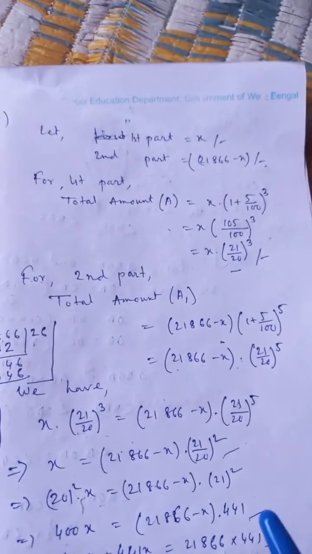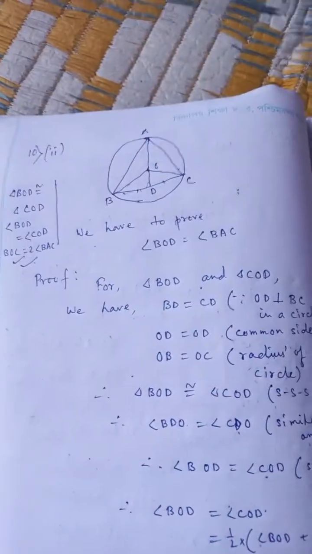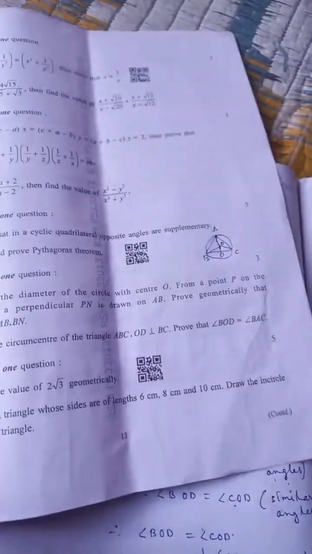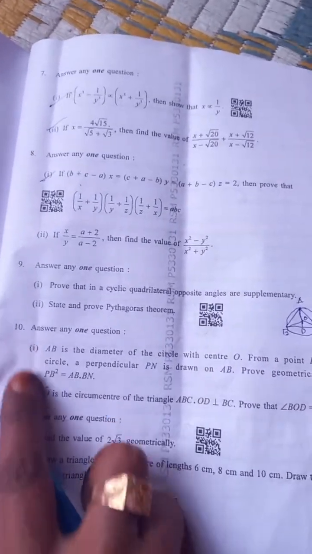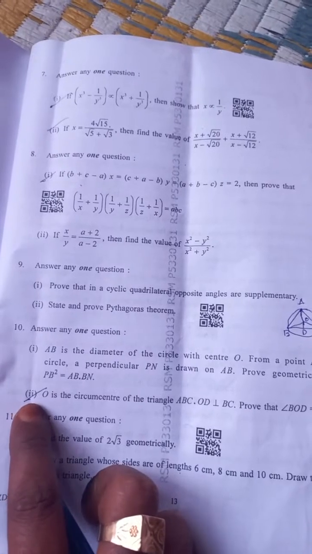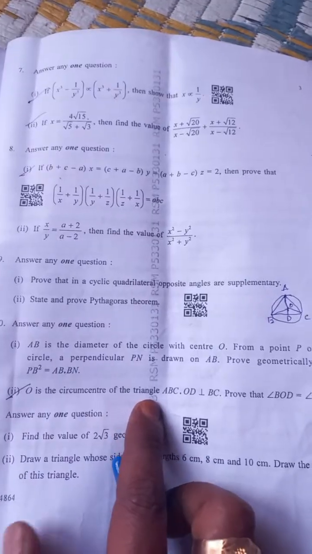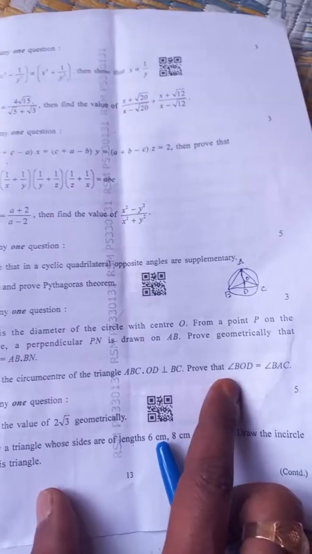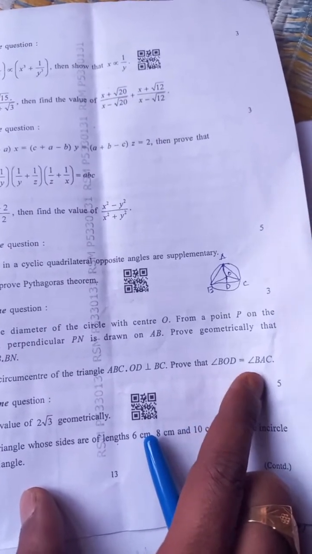Now I am going to solve a geometry problem. Here this geometry is given: O is the circumcenter. This is the number 10 question, second question. O is the circumcenter of the triangle ABC, and OD is perpendicular to BC. We have to prove that angle BOD is equal to angle BAC.